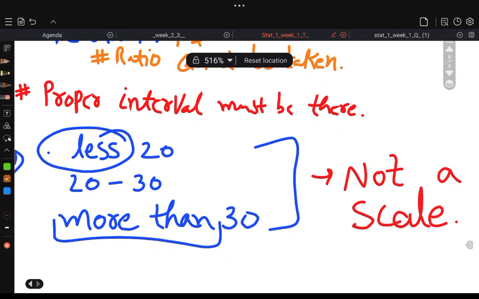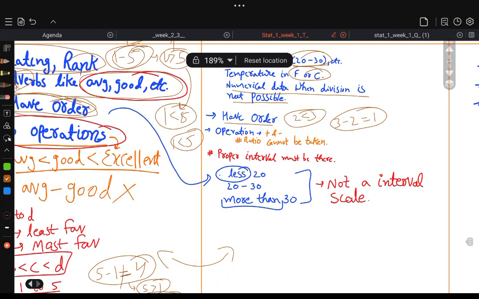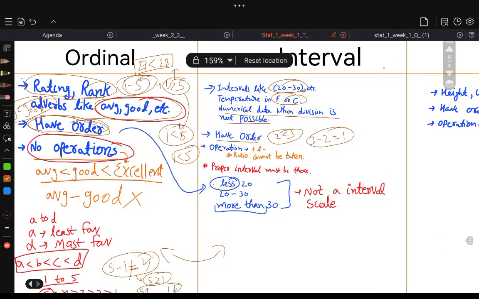So see, a proper interval must be defined. This is the red mark, so it is important for the examination purpose. A proper interval must be there, like less than 20, 20 to 30 and more than 30. The data may be given like this. The person can think that it is interval data, but it is not, because for less than, we do not know what the lesser part is. It can be 0, it can be minus 20, and the same for the more part. We cannot say what is more than 30. 50 is more than 30, whereas 40 is also more than 30. So there is not a definite interval, right? In that case, it will come under the ordinal scale. Remember this fact: whenever there is no interval, it will come under the ordinal scale.